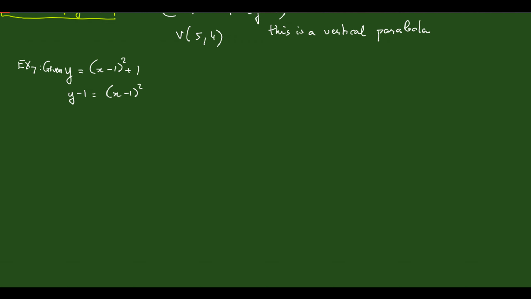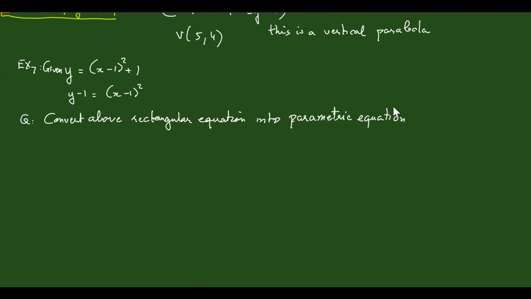Okay. Now I want you guys to convert the above rectangular equation into a parametric equation. And I already said before, there are so many ways of getting a parametric equation from a rectangular equation. The best way is that you just let x equal t and solve for y. So if x equals t, then y will be what? Y equals (t minus 1) squared plus 1.